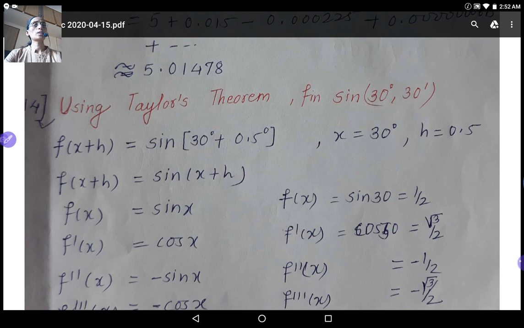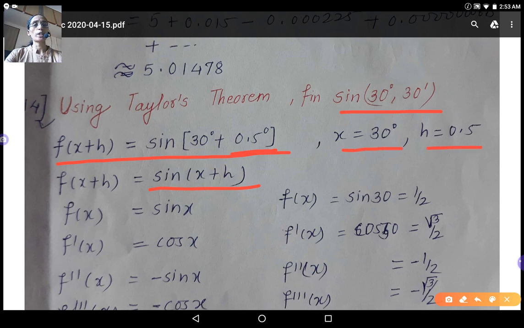30 degree and 30 minutes. Now sine 30 degree 30 minutes. First, what is done? 30 minutes: 1 degree is equal to 60 minutes, so 30 minutes means half degree. Half degree is written as 0.5 degree. So f of x plus h is equal to sine of 30 plus 0.5 degree, meaning sine of x plus h, where x is 30 and h is equal to 0.5.